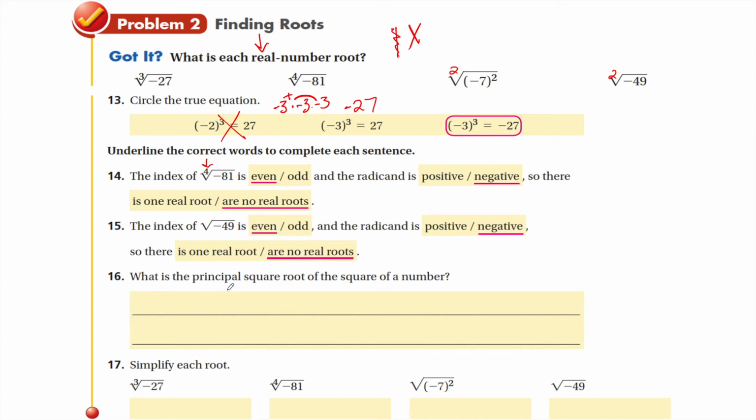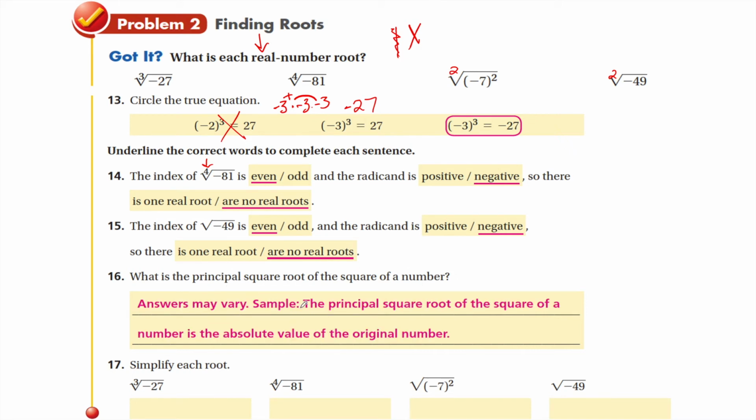So, what is the principal square root of the square of a number? The principal square root of a square of a number is the absolute value of the original number. In other words, if I ask you what is the square root of 4, the answer you're going to provide me will be 2, because that is guaranteed to be the one solution that we're always going to give. No matter what, that is going to be correct.